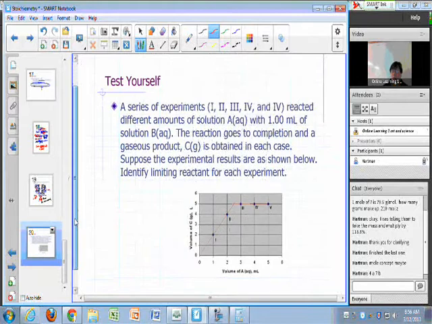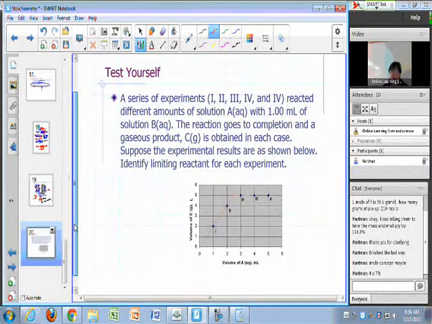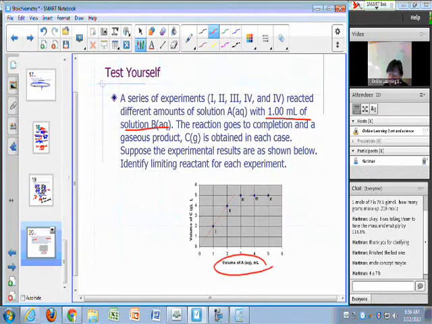All right. Here's a series of experiments, 1, 2, 3, and 4. You react solution A with 1 ml of solution B. So solution B, you have 1 ml in each of these experiments. You vary the volume of solution A. The reaction goes to completion, and you produce a gaseous product C, and the volume of the product obtained is shown in this graph. So experiment 1, experiment 2, 3, 4, 5. What's the limiting reactant in each experiment?